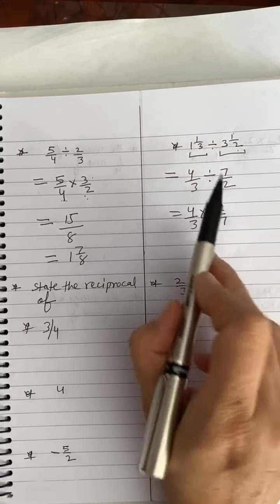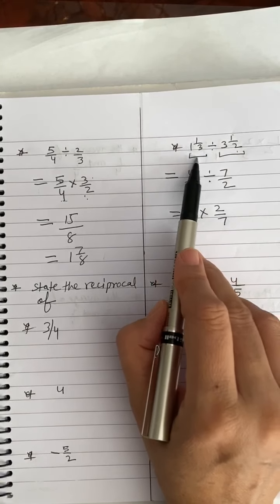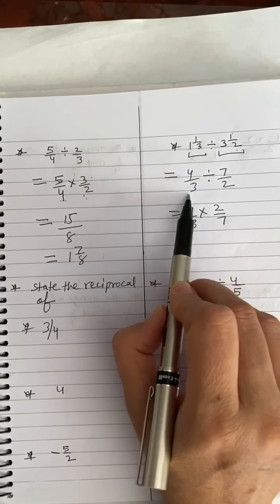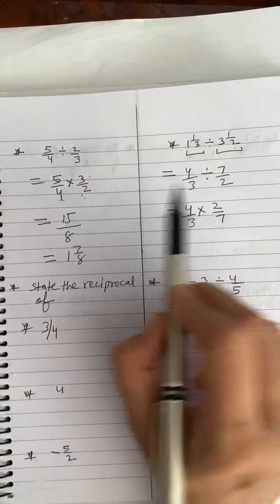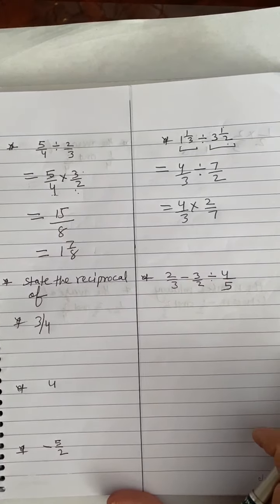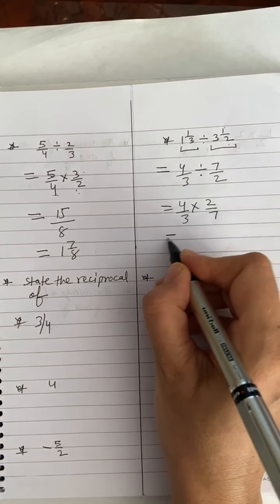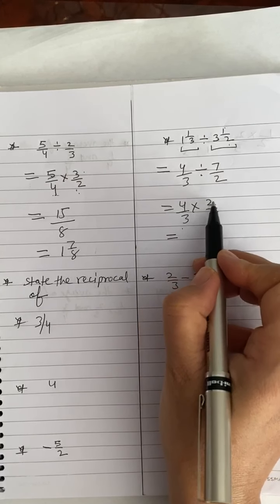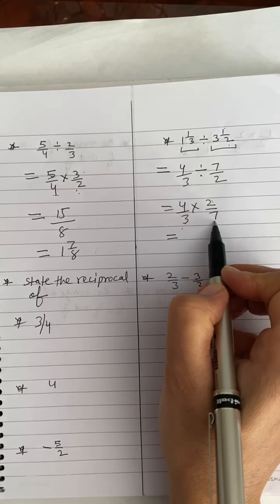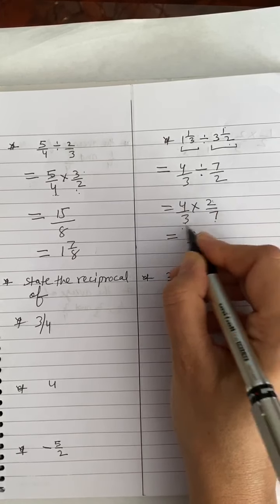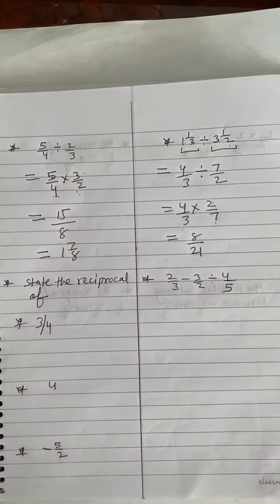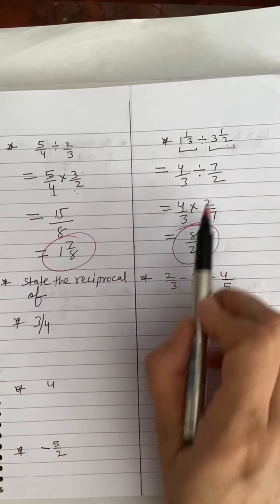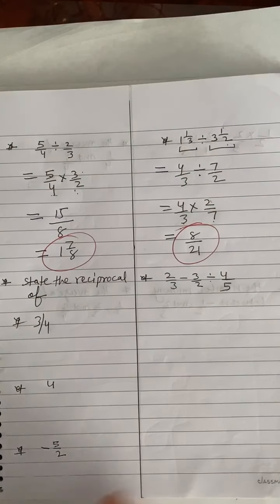If you have any difficulty with how to change a mixed fraction into an improper fraction, you can watch my previous videos. So 4 over 3 multiplied by 2 over 7. Again, 4 and 7 have nothing in common, 4 and 3 nothing in common, 2 and 3, and 2 and 7 have nothing in common, which means it's 8 over 21. So that is your final answer. You just multiply the numerator with the numerator and the denominator with the denominator.